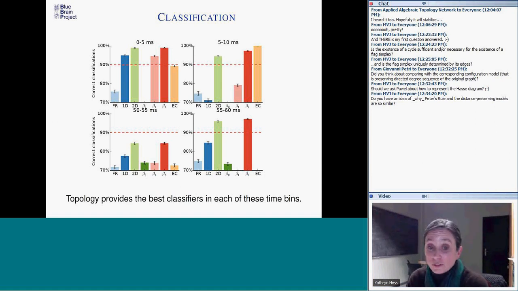Between 5 and 10, nothing is working too well, though the two simplices and Betti 2 seem to be doing best. And we move 5 milliseconds later, and the number of two simplices and Betti 2 are doing a great job. So the point is not to say this is the ultimate classifier, or that topology is saying everything about neural activity. It's to say topology at least is seeing something, and we need to know what that something is and why topology has anything to do with it.